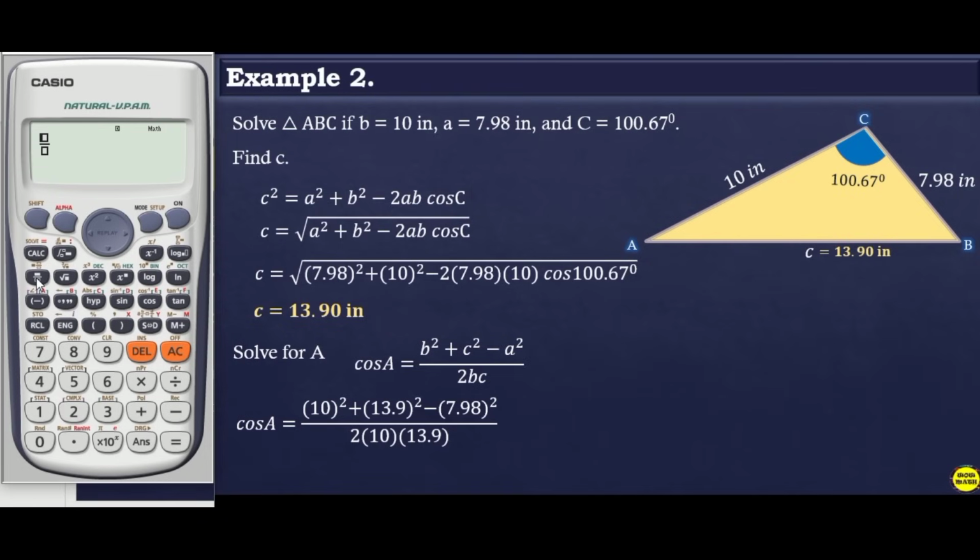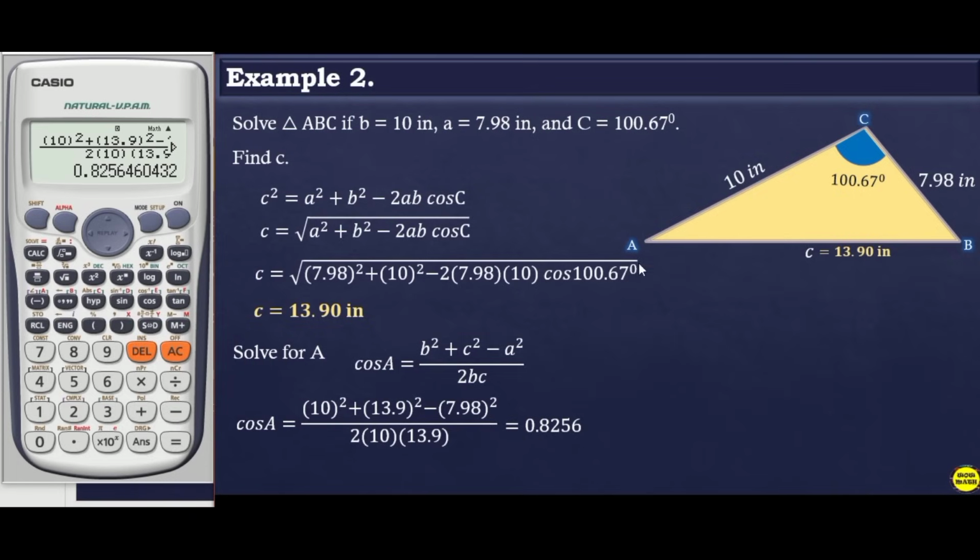So, fraction bar muna. And then, we have exponent. So, 10, close, and then squared. Okay. And then next, don't forget to click next, plus. Plus this one, and then we have 13.9. And then close, squared. Press next, minus 7.98, ito muna, so open, 7.98, and then close, and then squared. Arrow down, okay, so we have 2 times 10, close, open ulit, meron pang isa, 13.9, so close ulit. And then press equals. So we have 0.8256. So cosine A is equal to 0.8256.